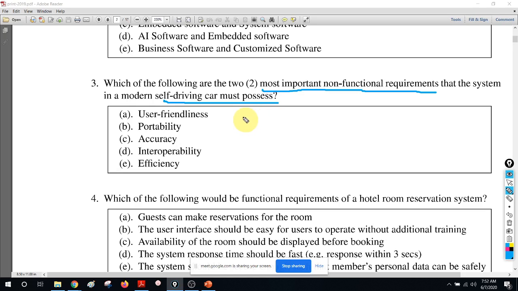Okay. So user friendliness. I don't think it's a big thing because the self-driving car is going to do the self-driving. I just have to get into it and get off, and just tell the self-driving car, I want to go there.